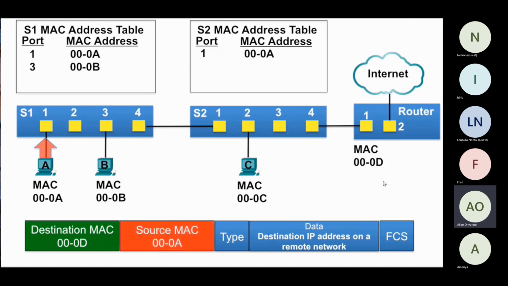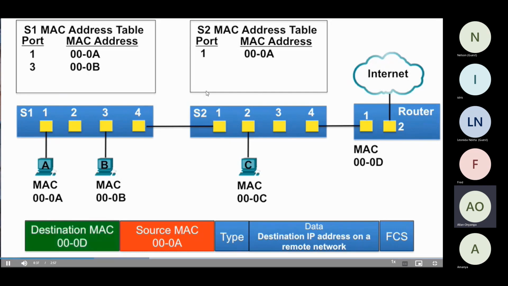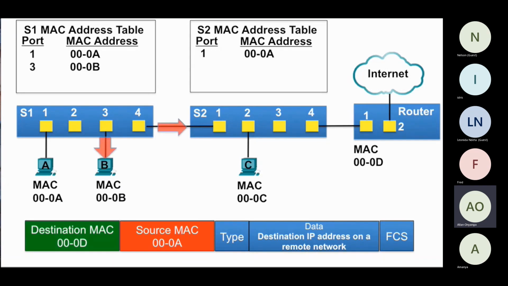Switch S1 receives the frame and examines the source MAC address, which is in its MAC address table, so it simply refreshes the 5-minute timer. The MAC address only stays in the MAC address table for 5 minutes and has to be refreshed. That is what we call the 5-minute timer. It examines the destination MAC address, and because that is not in the MAC address table of switch S1, it floods it out all ports.